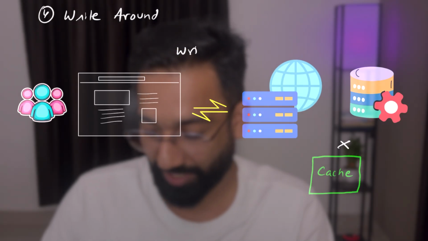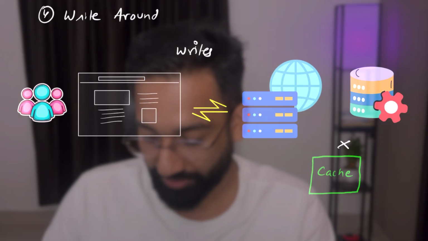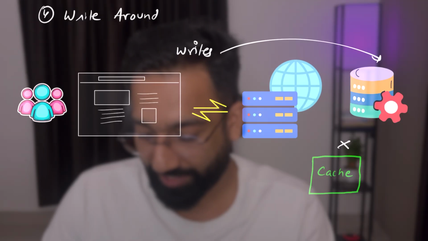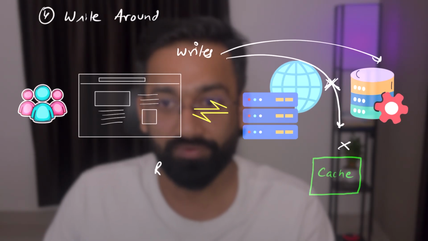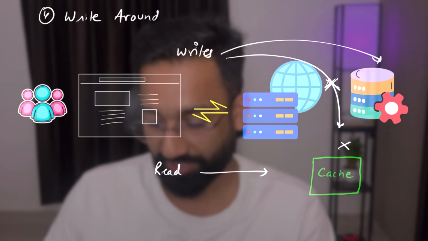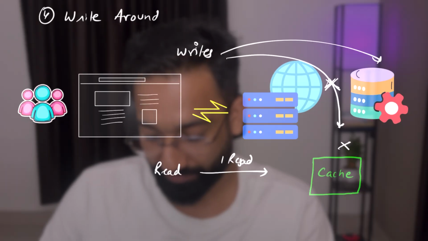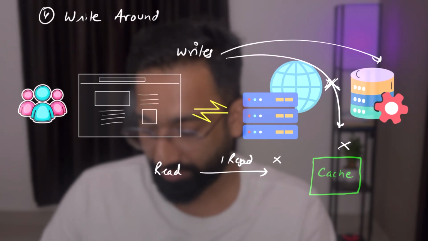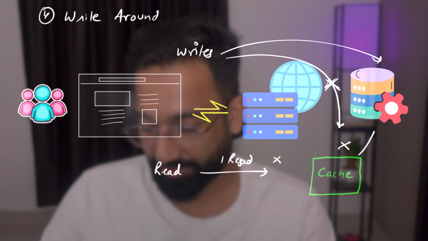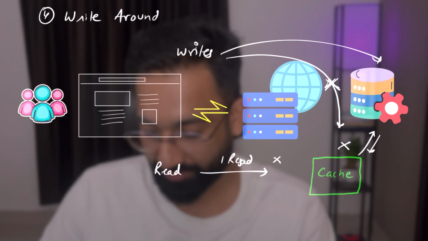Let's talk about another strategy, which is known as write around. Write around means we will be skipping the cache layer. So when we are doing the writes, the writes directly go into my database. They will not go into my cache layer. This means when I'm going to read the data for the first time, I'll not have the data in cache.